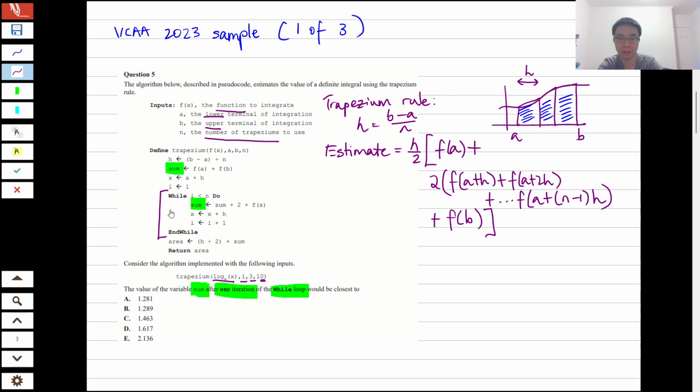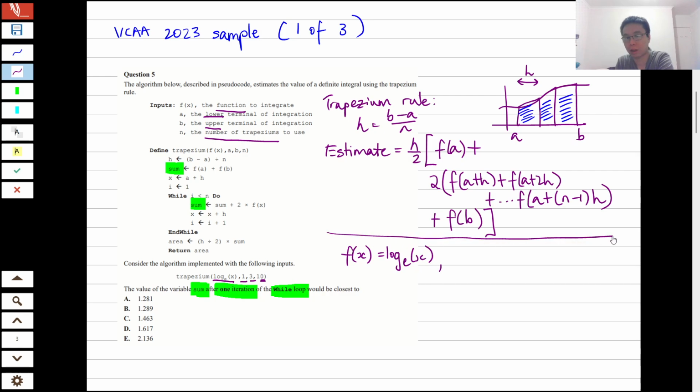So I'm going to guide you through this. We can actually write down the values of the variables if it helps us. So the function that we are trying to integrate is log x. Our left endpoint is 1, our right endpoint is 3, and the number of trapeziums is 10, although we are only going to consider 1, as will become clear when we work through the program.